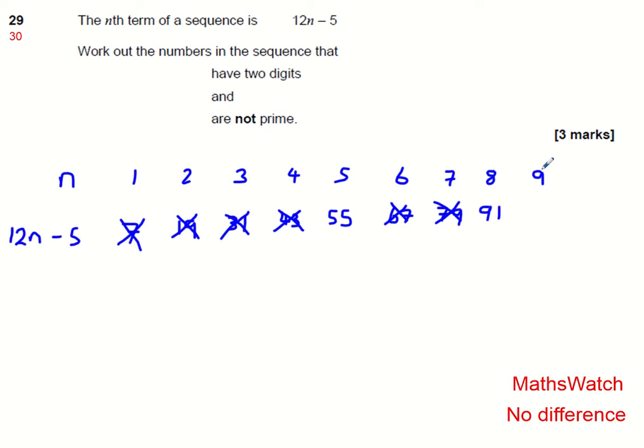And 12 times 9 is 108, and 108 minus 5 is 103. We are now at the point where we no longer have 2-digit answers. That's got 3 digits, so that's not included, and we don't need to go any further because any numbers after that are going to have more than 2 digits, which means the numbers in the sequence that have 2 digits and are not prime are the numbers 55 and 91.